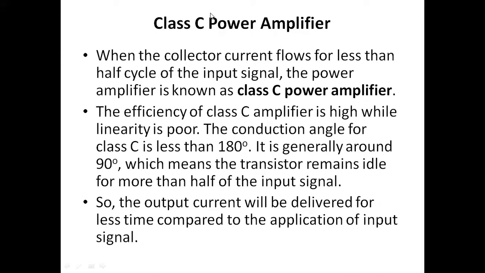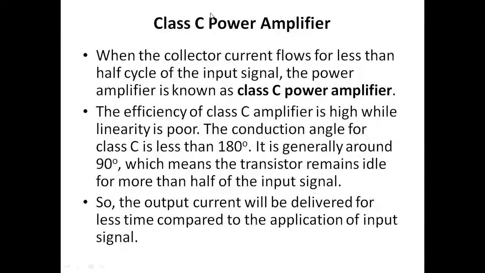The efficiency of class C amplifier is high while linearity is poor. Compared to all class A and class B power amplifiers, the efficiency of class C amplifier is high, but the linearity is poor.